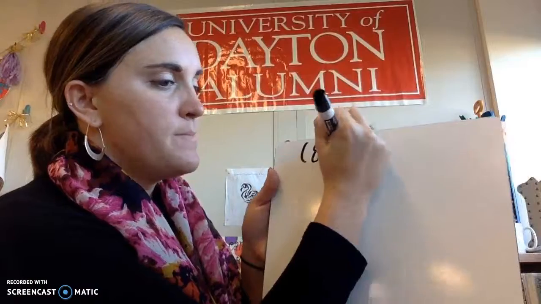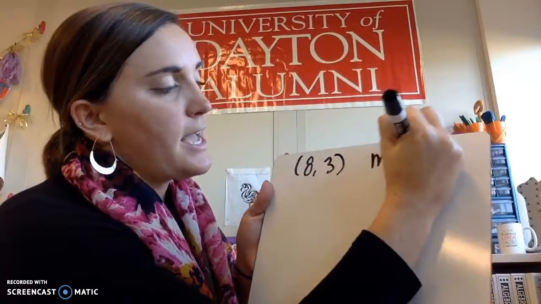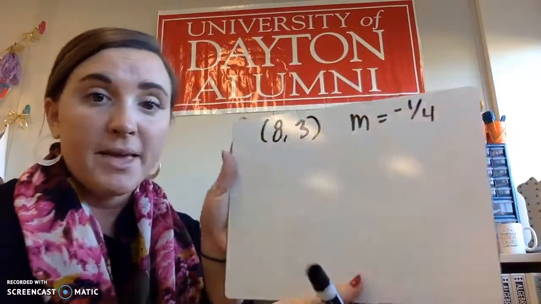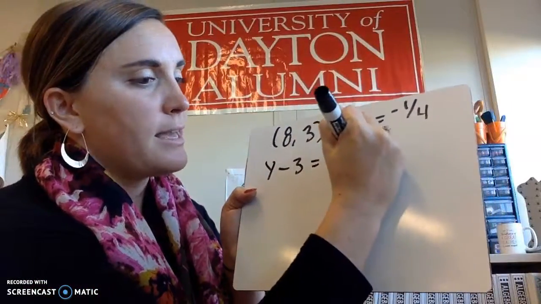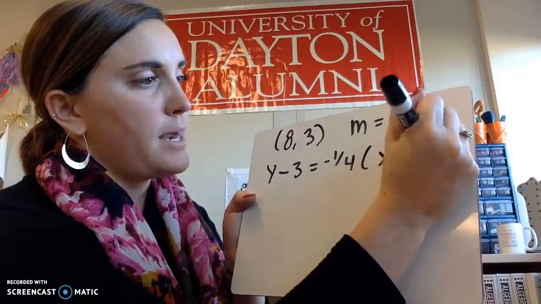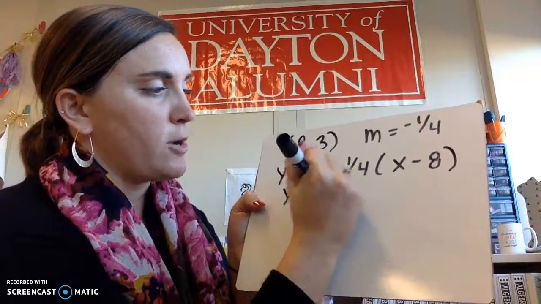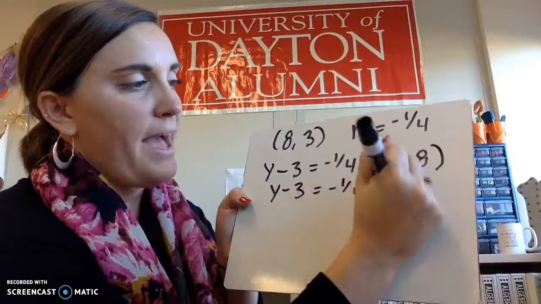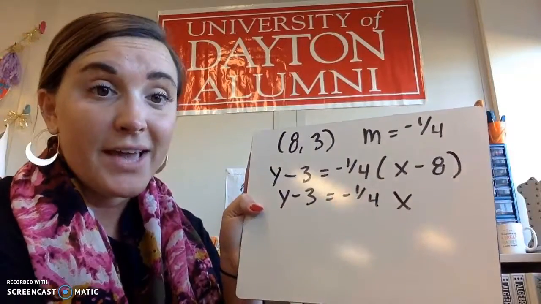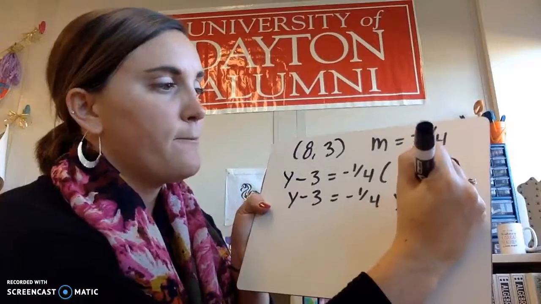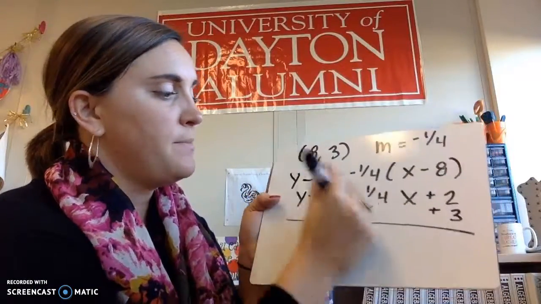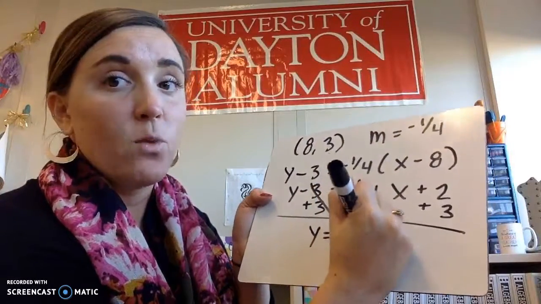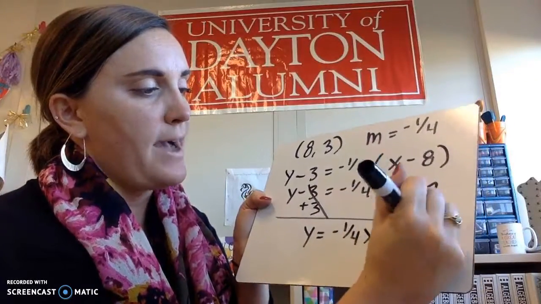Number 6 going across, the ordered pair is 8, 3. And the slope is -1/4, and it will be the same because it's parallel. So y minus 3 equals -1/4 parentheses x minus 8. Distribute -1/4 x. -1 times -8 is +8, divided by +4 gives me 2. Add 3 on each side. Y equals -1/4x plus 5.